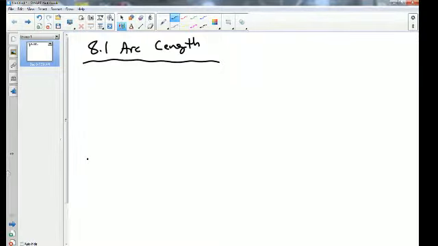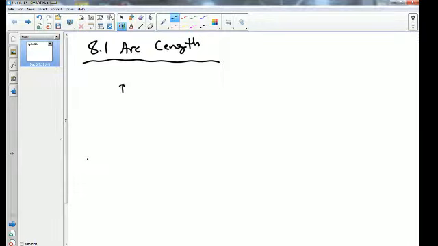Arc length today. It's much like finding volume or area. It's another formula. You just have to be able to apply that formula. Fortunately, a lot of times you don't have to even calculate the answer. They just ask you for the setup, right? So that's kind of nice.